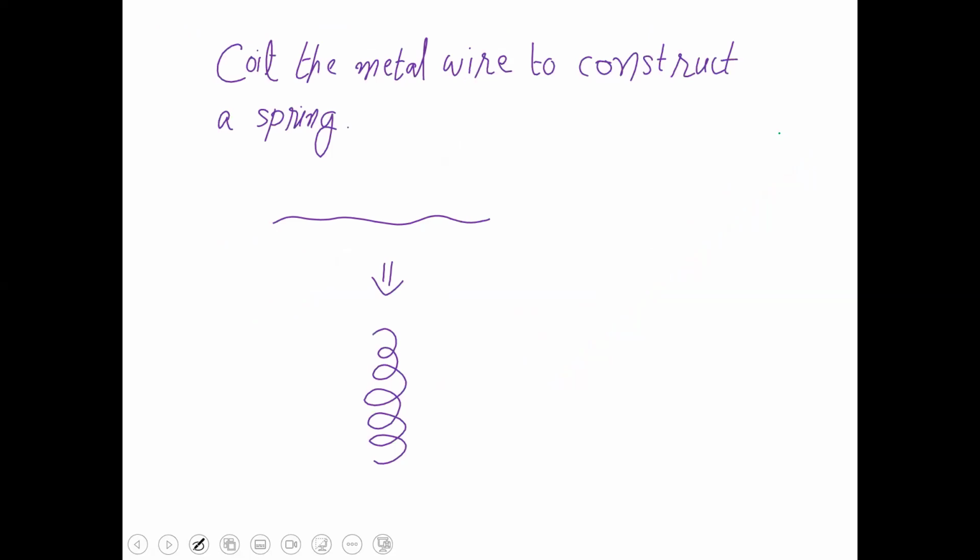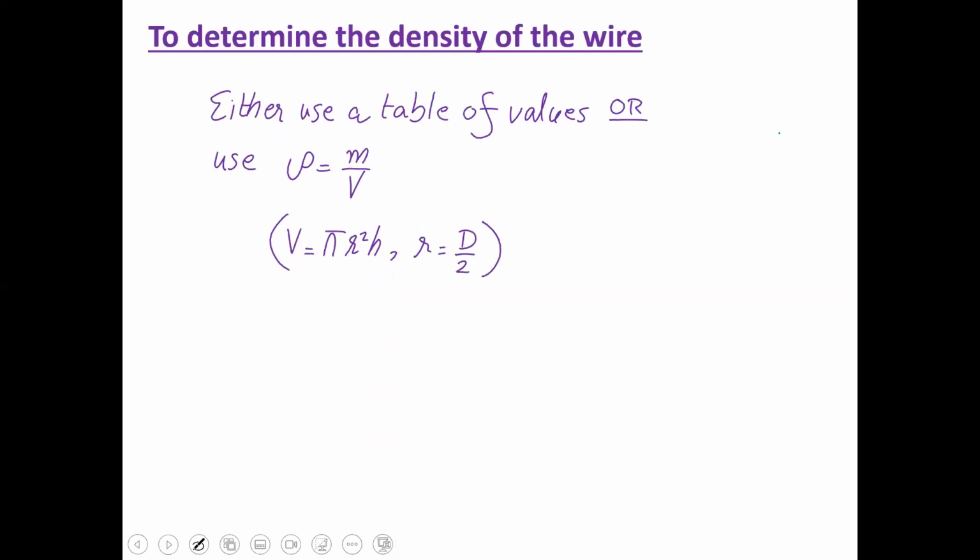Coil the metal wire to construct a spring. This is how we make the spring. We will have straight wires, and we coil them. How do we find the density of the wire? Either use a table of values. What's the meaning of table of values? If we know the metal wire is copper, or zinc, if we know the name of the metal, then we can use that table value, or density is equal to mass upon volume. How do we find volume? The wire is considered as a cylinder. Volume is pi r squared h, r is equal to d upon 2.